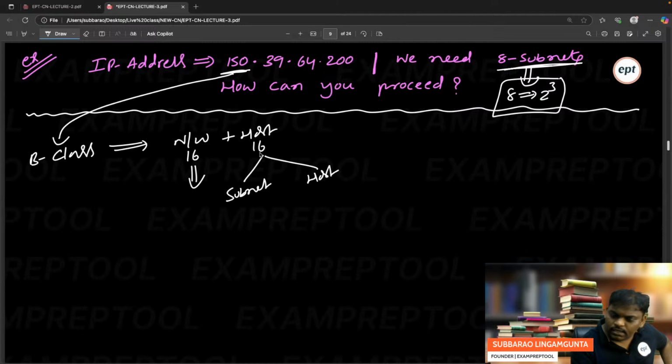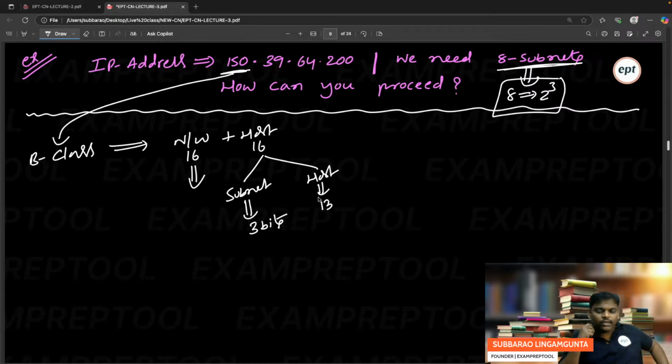These 16 bits you have to divide into subnet part and host part. Subnet purpose, 3 bits required. Host purpose, 13 bits required. Out of 16, remove 3. So 16 minus 3 is 13.